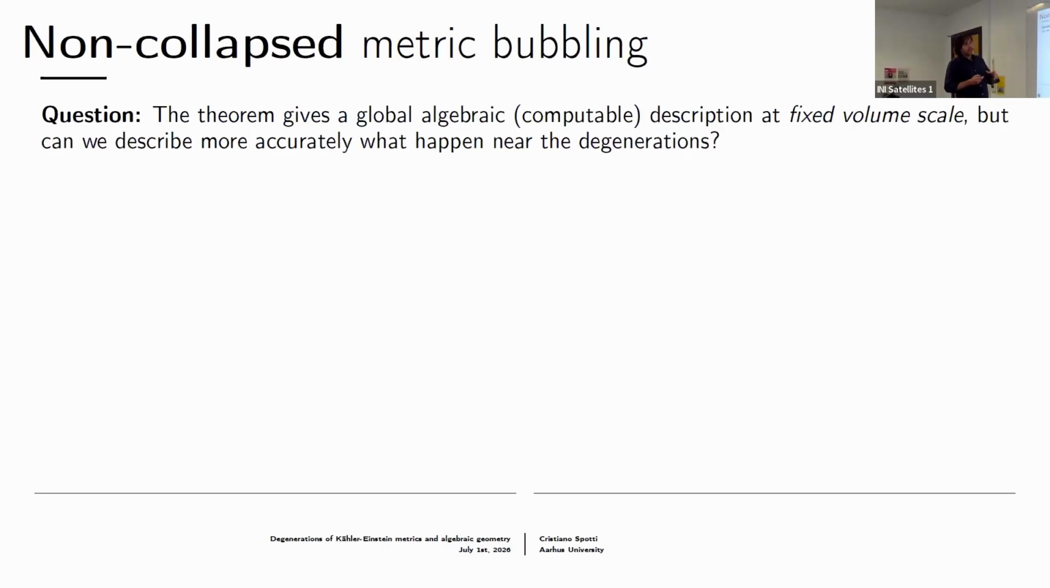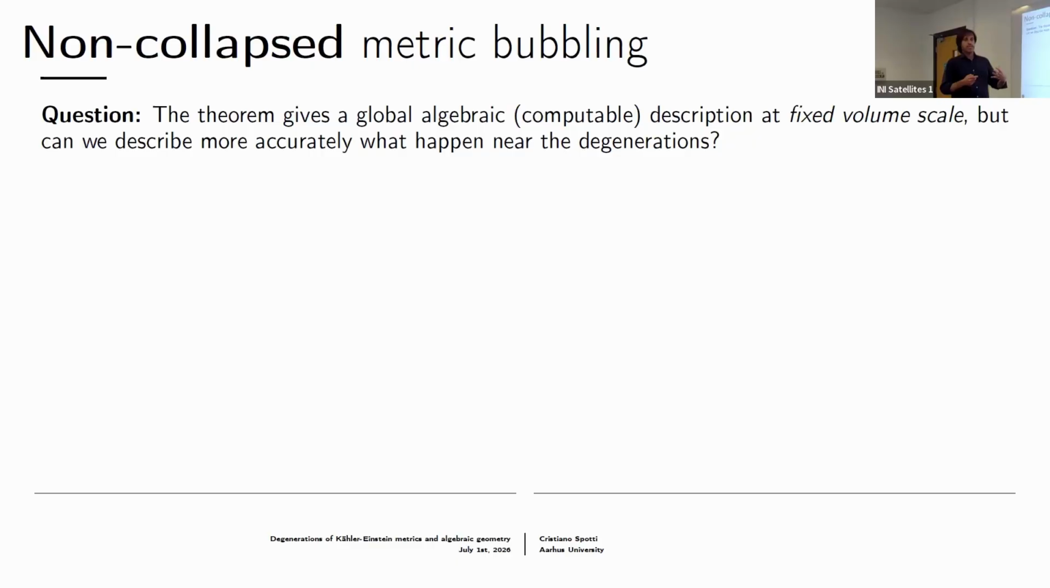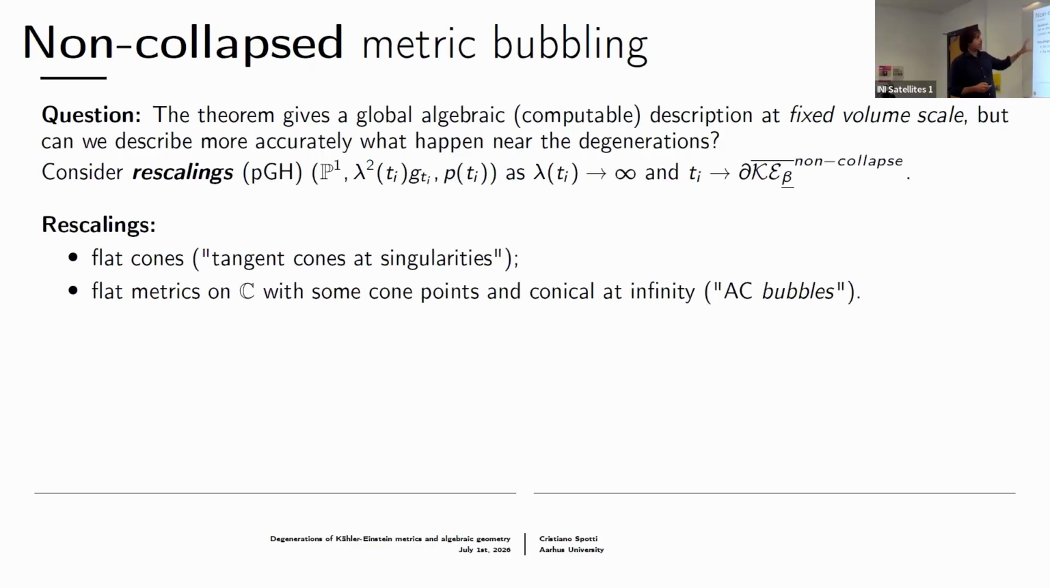So this somehow gives a kind of global picture of this fixed volume scale, but it's not the end. And this indeed is one of the examples of what we heard, like a K-moduli space in this Calabi-Yau, non-collapsing situation. But one can ask what happens when singularities form. So in differential geometry, as I said, one can rescale. You take a sequence of metrics and a sequence of points, and you want to rescale the metric when these points collide.